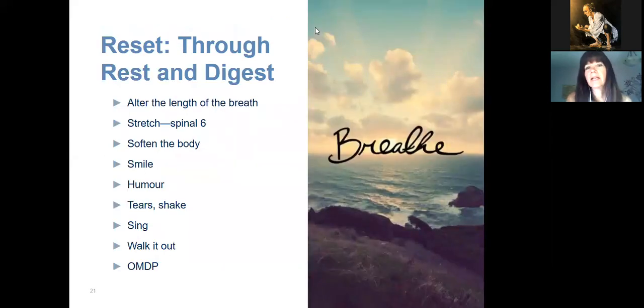So the first things are through rest and digest. Breathing, our breath. When we breathe in, we activate our energy. When we breathe out, we activate our parasympathetic nervous system, or calming. So depending on where I am in my window, I'm often doing longer exhales. Stretching. The spinal six is forward, backward, side to side stretch, and the twist. So whatever it is, how you stretch. Softening the body and smiling. We did that in our arriving practice.